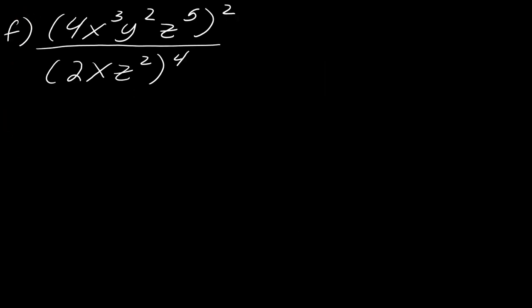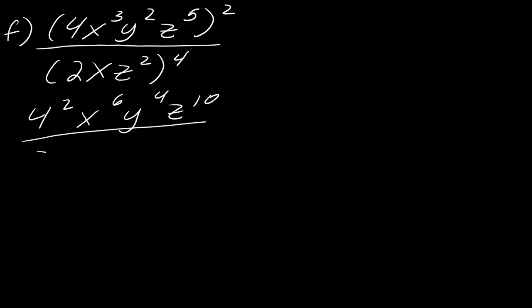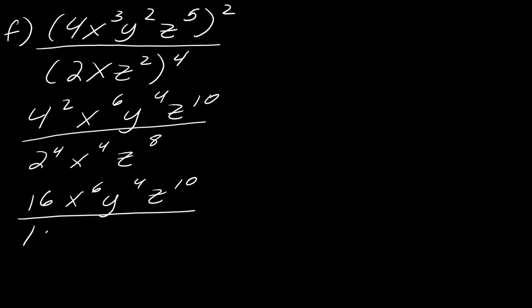So last example here. Again, maybe you want to pause the video just to try this out. I'm going to start with the top. So I've got 4 squared and then x to the 6th, y to the 4th, and z to the 10th. And then in the bottom, this will be 2 to the 4th, x to the 4th, and z to the 8th. Okay, so now let's see. 4 squared is 16. And 2 to the 4th is also 16.